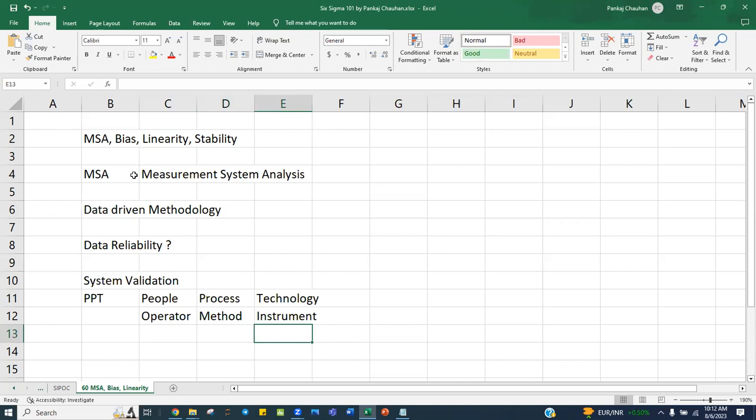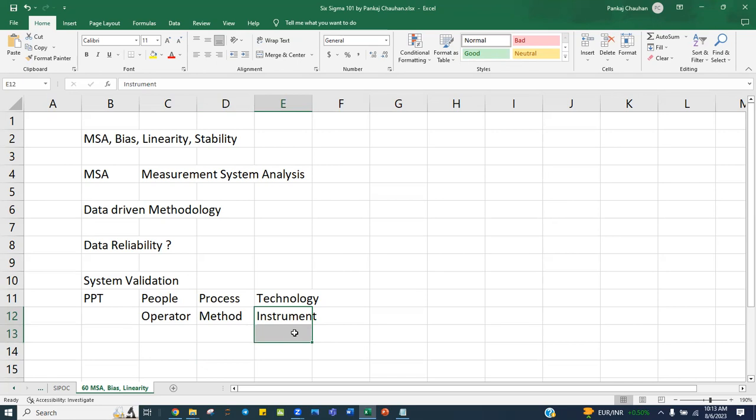So whenever we say measurement system analysis, we are validating the measurement system. Basically, we are trying to validate our people, our process, and our technology for reliability. Are they reliable enough to generate the data which can be used for decision making? Yes or no. So we validate our operator, we validate our procedure, we validate our machine or the system which we are using to collect that data.